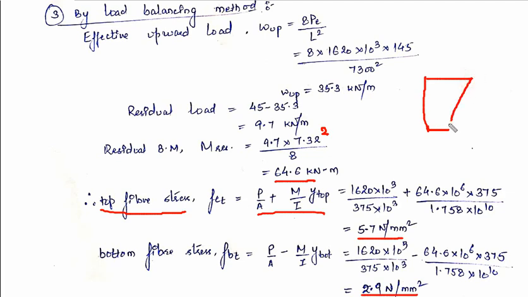So if I join this by a straight line, this will be the total stress distribution for the section at the midspan. So at the top, the value is 5.7 Newton per mm square, and at the bottom the value is 2.9 Newton per mm square. And if you can see, both the values are coming out to be positive. Therefore, the total section will be under compression.